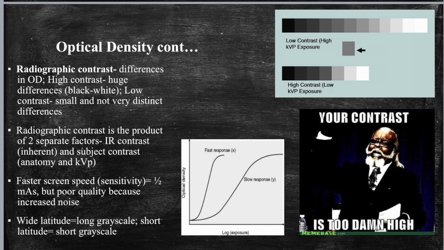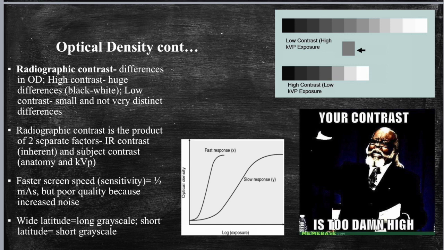Optical density. Optical density is the degree of blackening on a radiograph. It can be calculated if the level of light incident on a processed film and the level of the light transmitted through the film are measured. The useful range is 0.25 to 2.5.